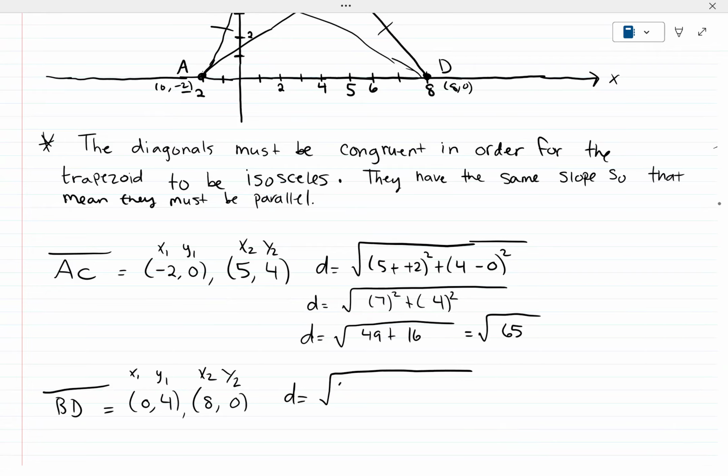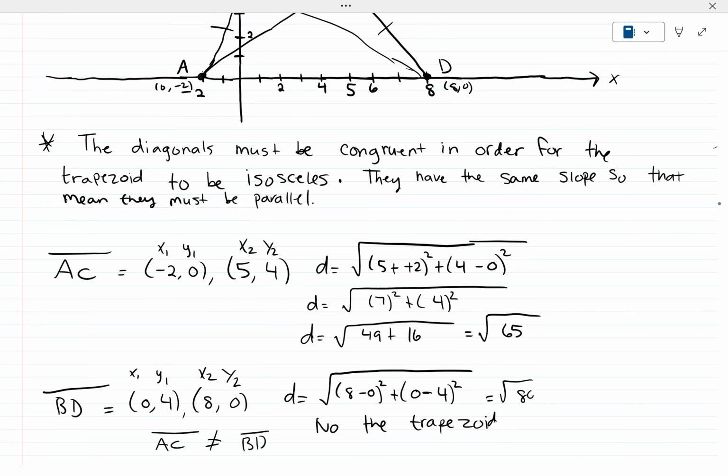So it's going to be x2, which is 8, minus x1 is 0, squared, plus y2 is 0, minus y1 is 4, and that gives you the square root of 80. So this is not an isosceles trapezoid because line segment AC does not equal line segment BD. So you could say no, the trapezoid is not isosceles.